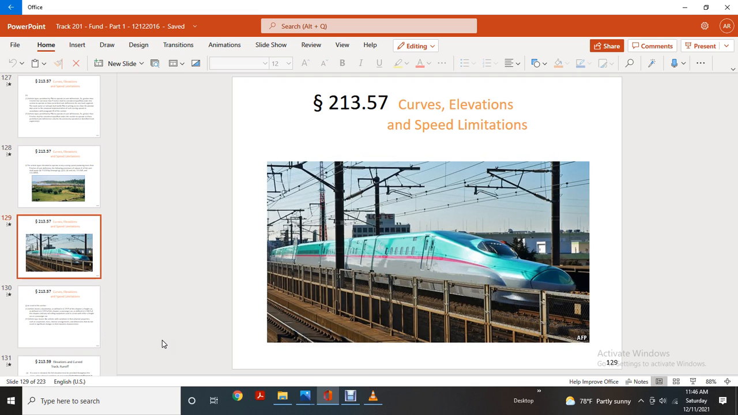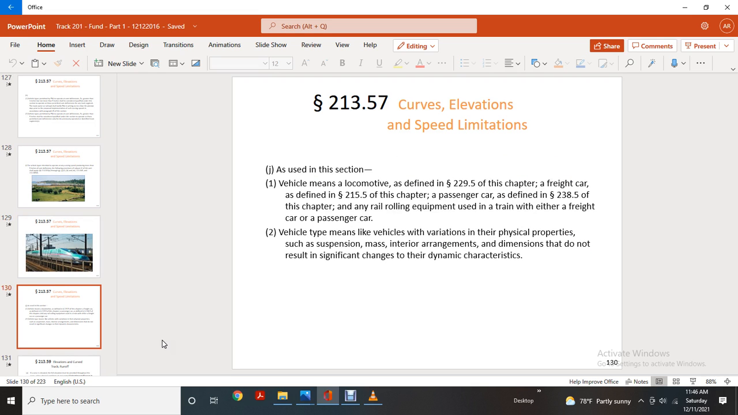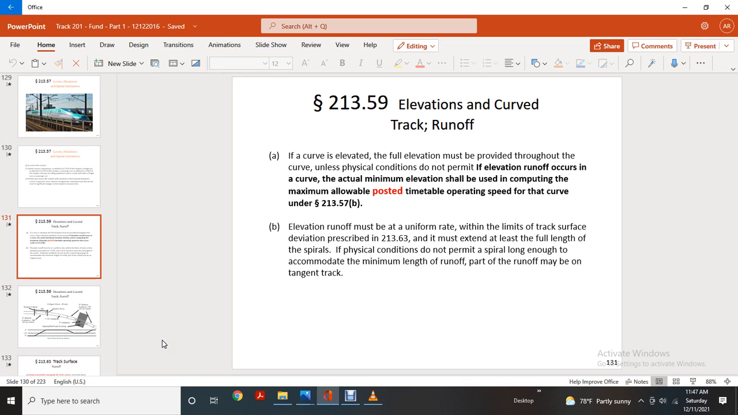Curves, elevation, speed, and limitations. Vehicle means a locomotive as defined in 229.5 of this chapter, a freight car as defined in 215.5 of this chapter, a passenger car as defined in 238.5 of this chapter, or any of the rolling equipment of the train. A vehicle type means a freight car or passenger car where variation of the physical properties, suspension, mass, interior arrangement, or dimension of the doors does not result in a significant change of the dynamic characteristics.